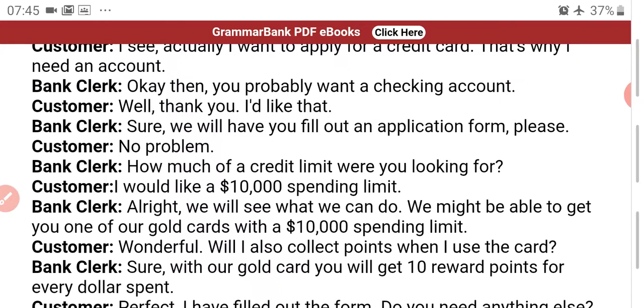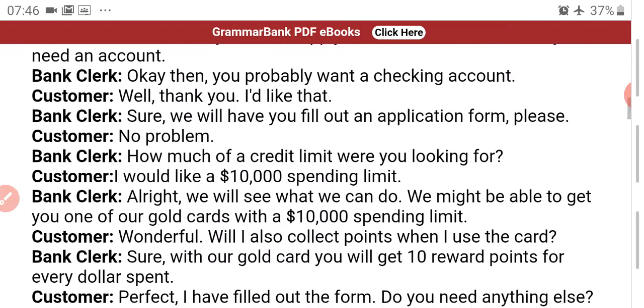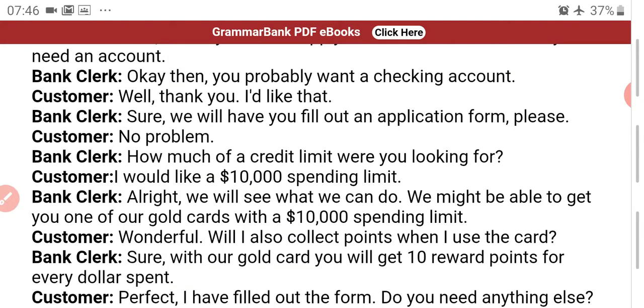So, you could state what limit you require for your credit card. Okay?